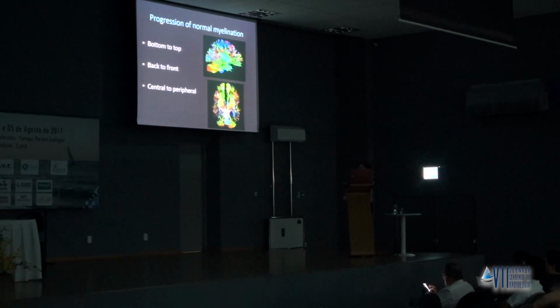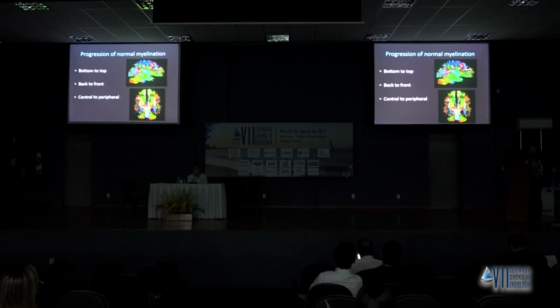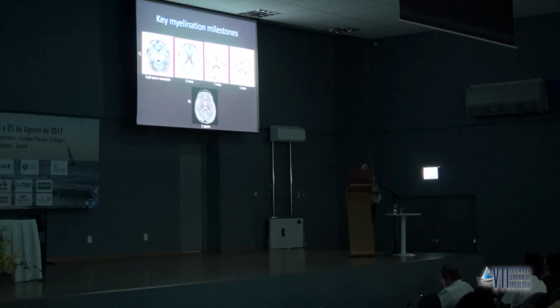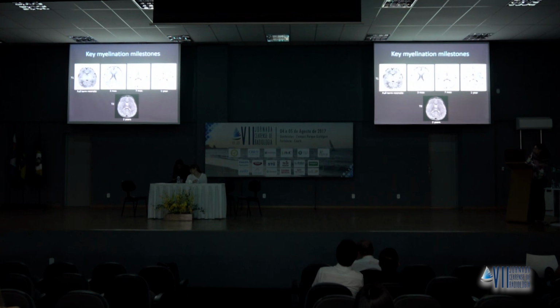So you need to understand what the normal process of myelination is. So myelin normally will progress from the bottom of the brain to the top of the brain, from the back to the front, and from central to peripheral. So the key myelination milestones that you can remember easily: a full-term neonate should have myelination in the posterior limb of the internal capsule and in the brainstem.